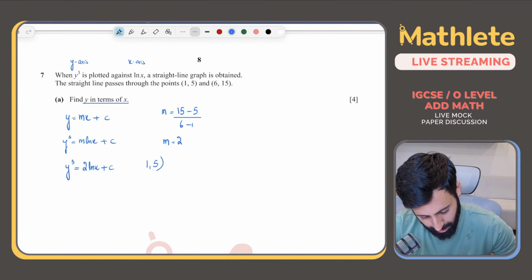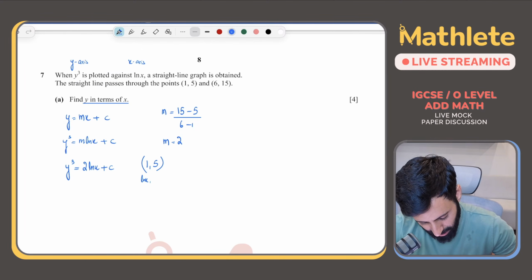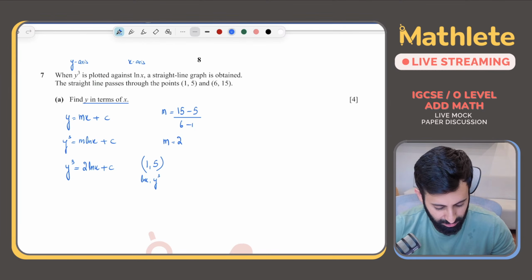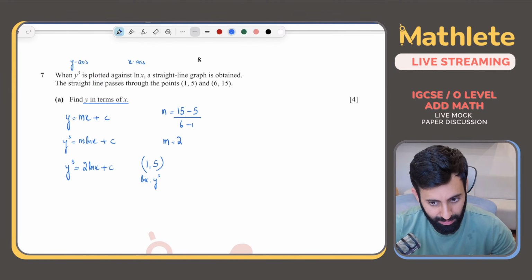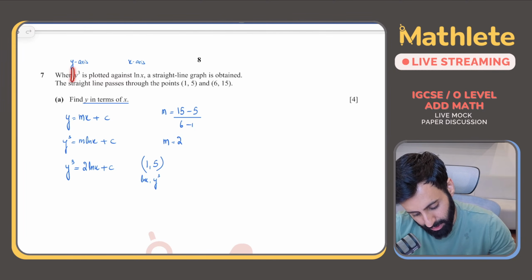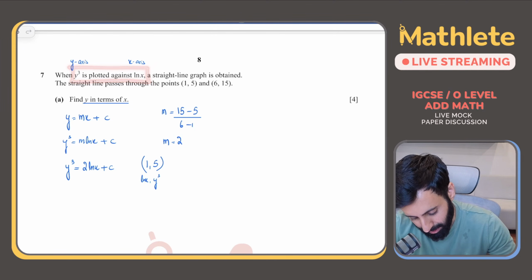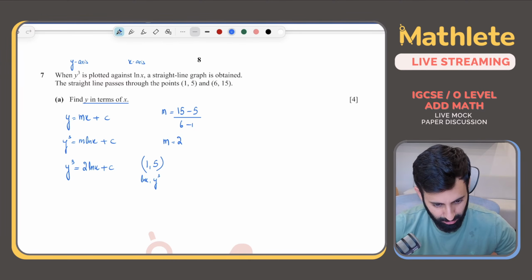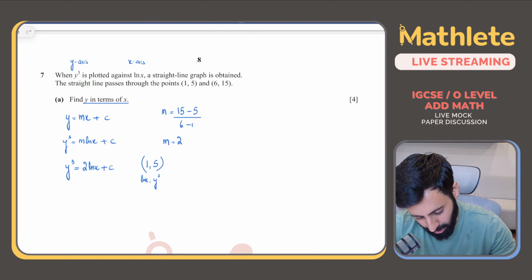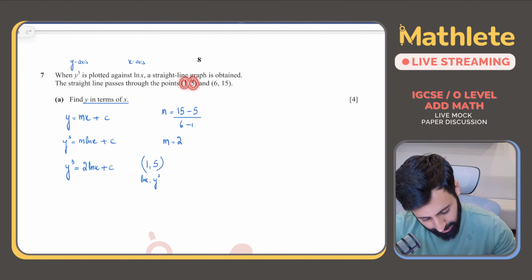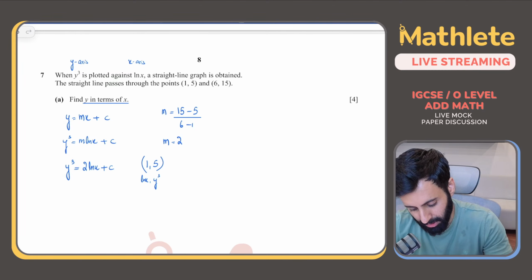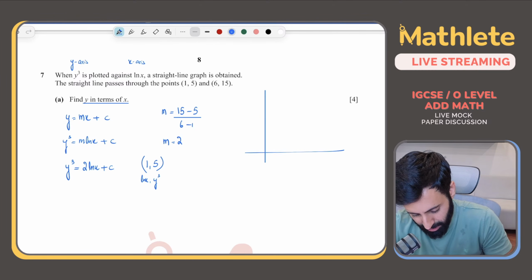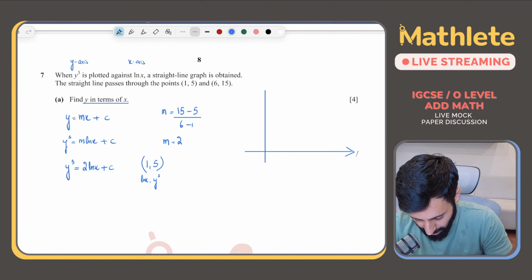So let's plug in 1, 5. Now, please bear in mind that these are not x and y values, so ln x and y cube. These are basically ln x and y cube values. Why? Because after y cube and ln x is plotted, these are the points through which the graph passes. A lot of people make the mistake of thinking that this is x and this is y, and for example, they will plug in 1 in place of x and 5 in place of y. That's incorrect. Basically, this is a straight line where you have ln x on the x-axis and y cube on the y-axis.